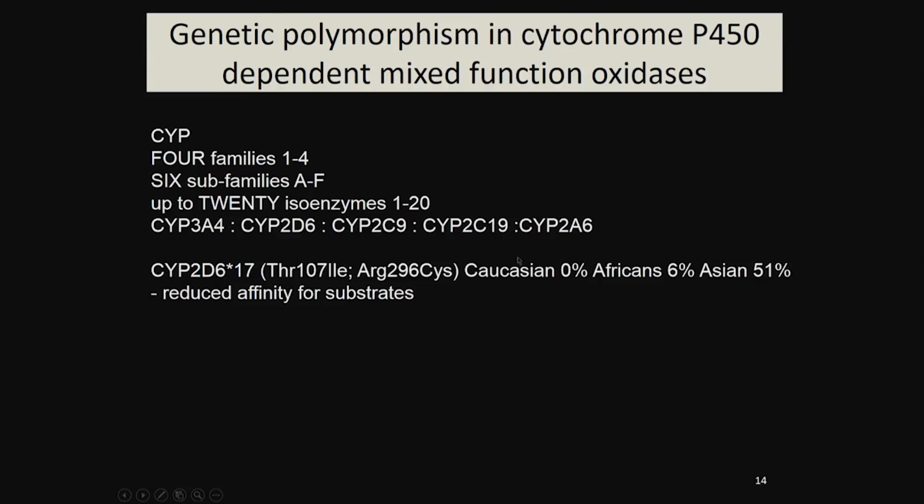Okay, what does it do? Cytochrome P450 is one of the important things. Okay, it has 4 families, 1 to 4, 6 subfamilies A to F, up to 20 isoenzymes, 1 to 20. So there are different cytochromes, P3A4, P2D6 and so on actually. Okay, for example, if you look at this cytochrome CYP2D6 star 17, Caucasians will have 0%, Asians have 51%. Okay. Africans have 6%.